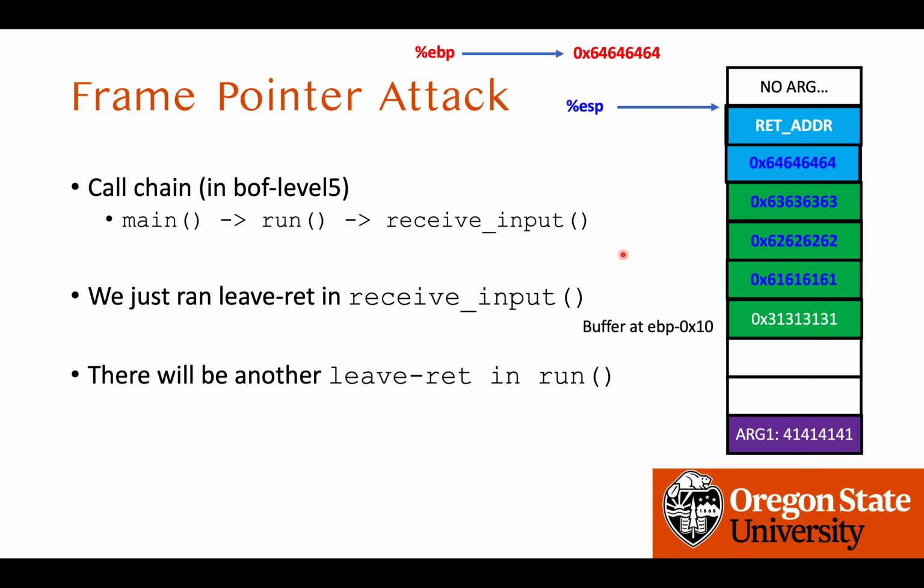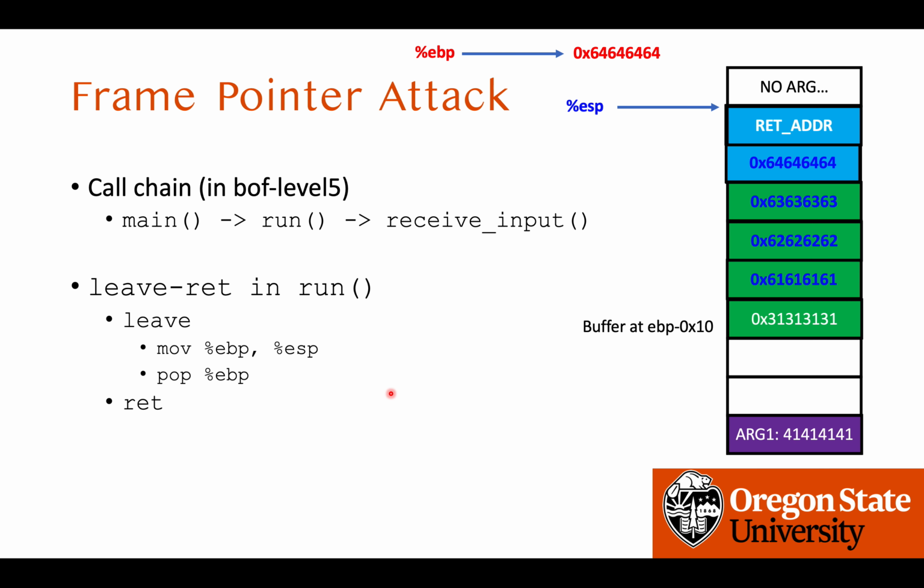And then there will be another pair of leave return in the run function. Then what will happen if we run leave return twice, not just once? If we run the leave return once, it will return to the original return address. We didn't see any problem. Then what will happen if it runs twice? So let's see the example.